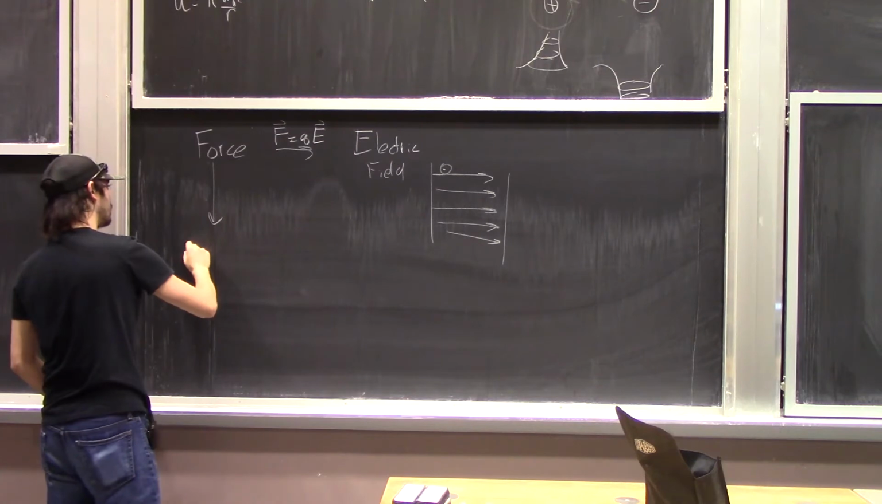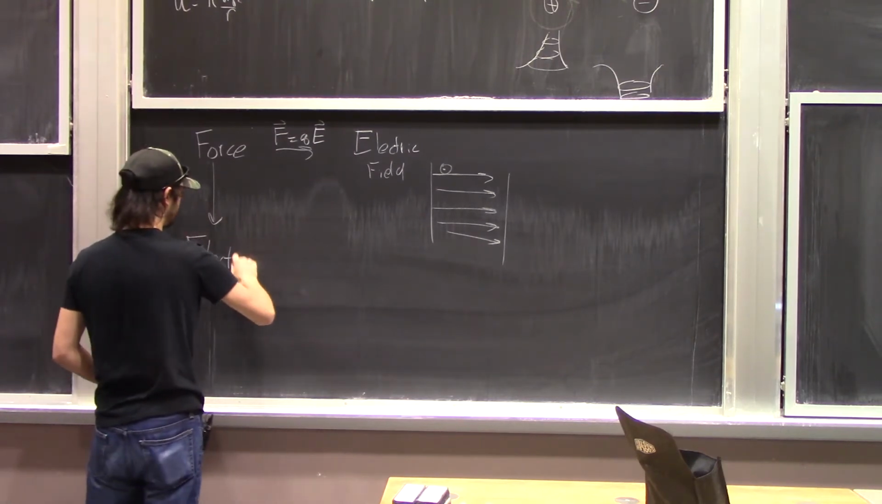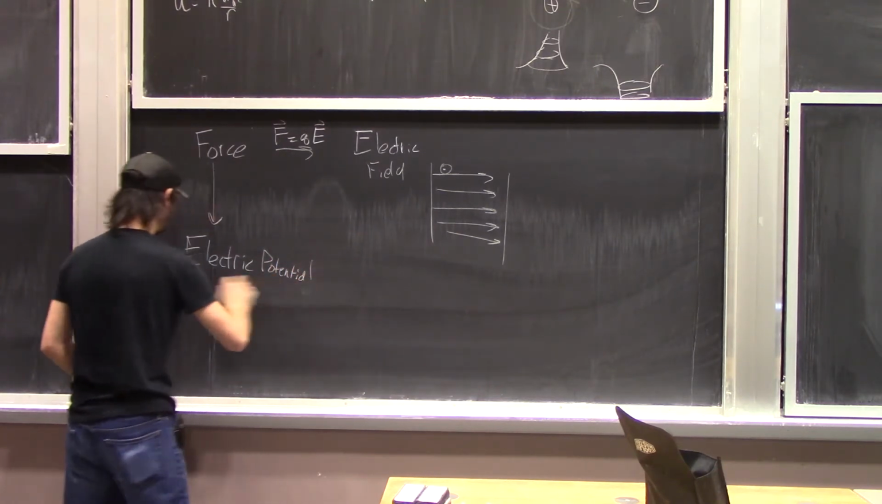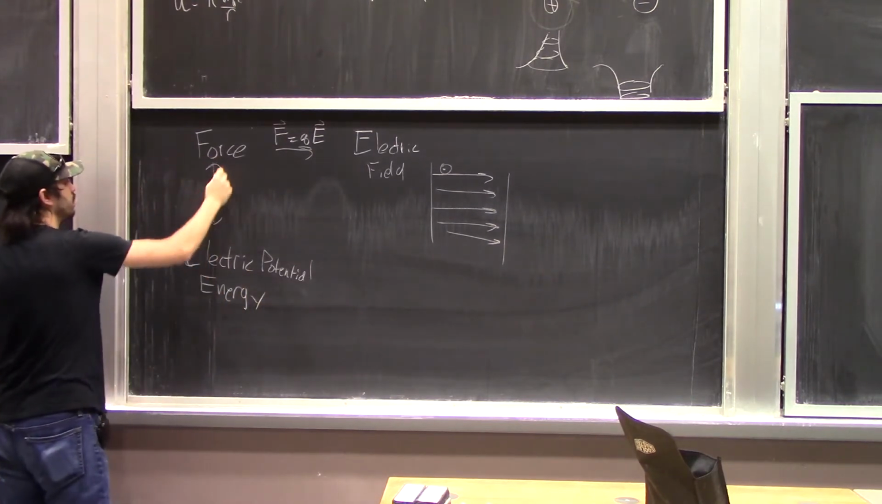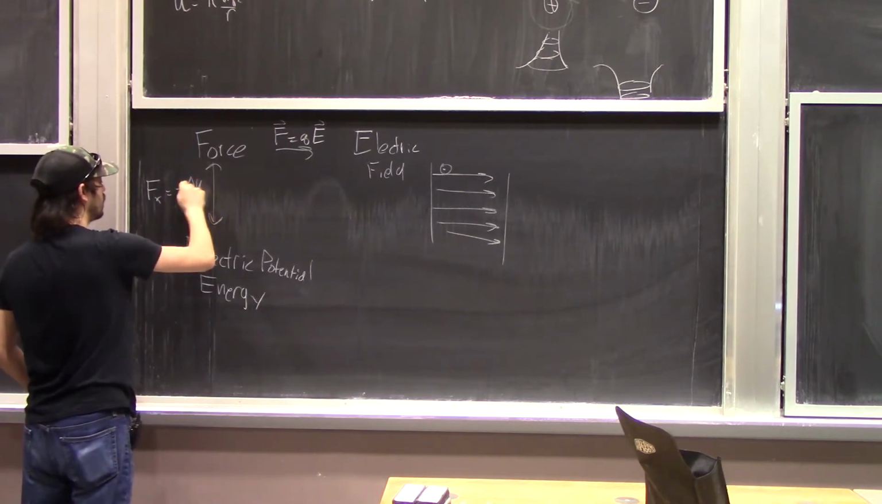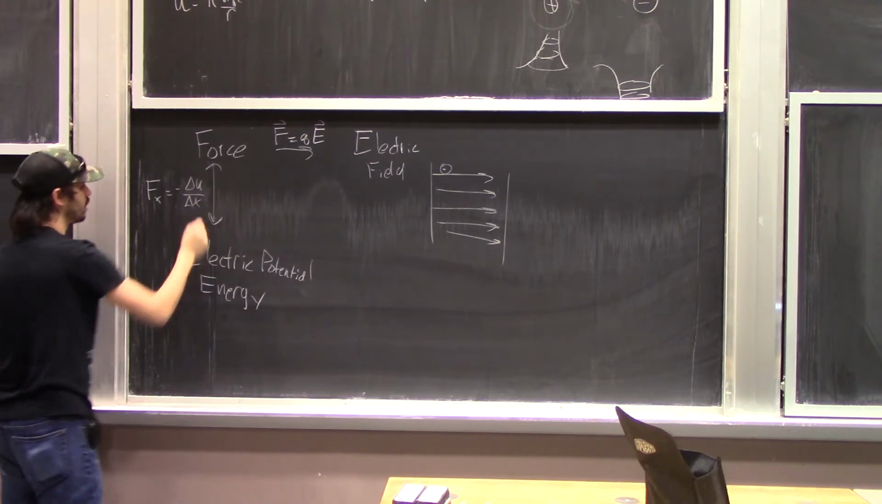Now we also saw that we could go from the force to the electric potential, or sorry, the electric potential energy. And so that says that this is the electric potential energy. And to go between the two of these, we say that the force in the x direction is going to be equal to the negative change in electric potential energy divided by the change in distance.